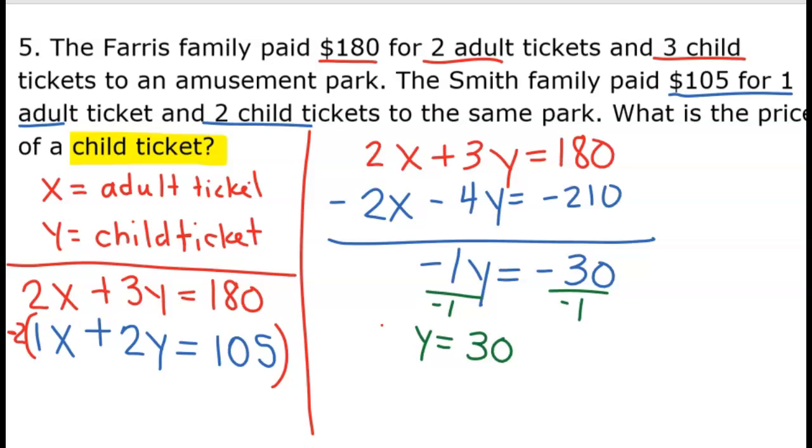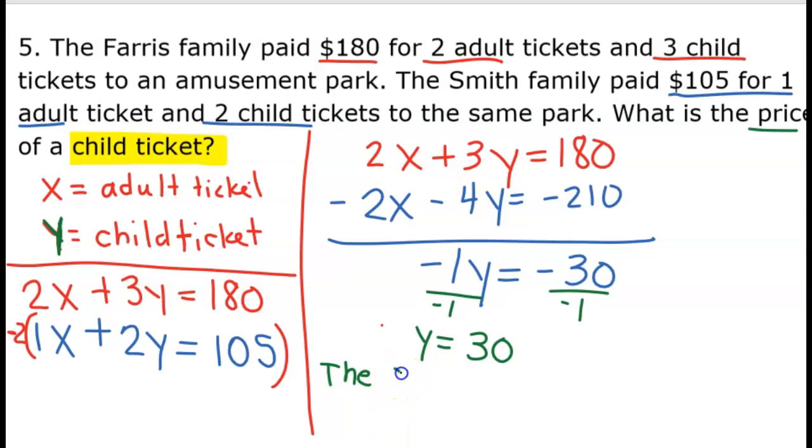What does it mean y equals 30? 30 what? 30 tickets? No. $30? No. What does y stand for? It is child tickets, but it's not the number of child tickets. It's the price of the child ticket. So you should finish your word problem by writing a sentence explaining what the 30 means.